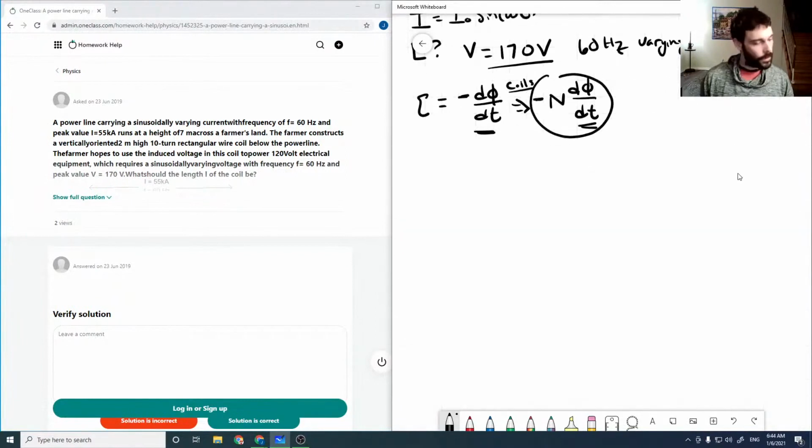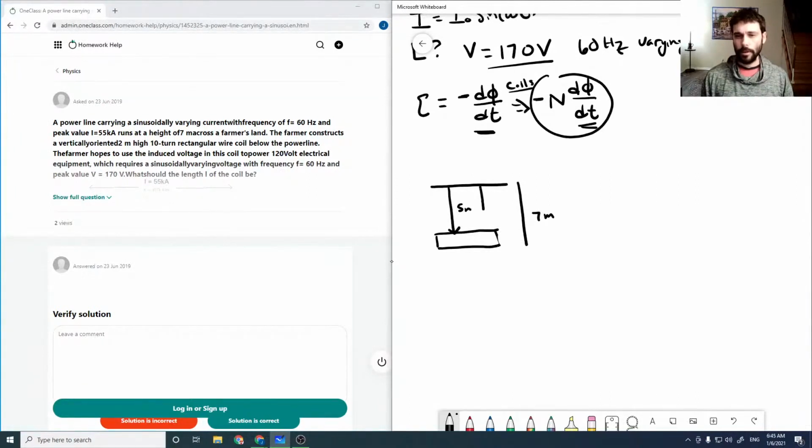So now to find the flux, I'm also going to redraw the relevant parts. So here is my coil, which is 2 meters high. And actually that doesn't matter for me too much. I'm going to leave that out. But here's my line, which is 7 meters high. And I'm going to get a B field at the very tip, which is at 5 meters. And I'm going to also get a B field at the very base, which is going to be 7 meters.